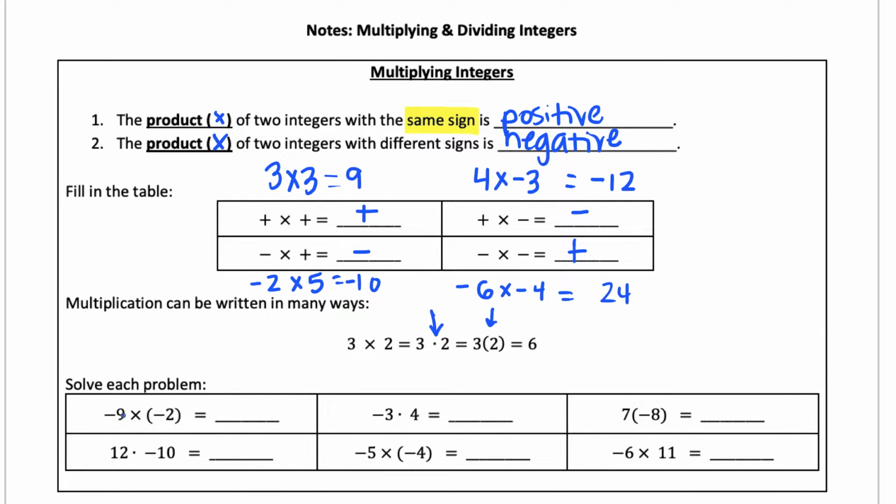In this first problem, I have negative 9 times negative 2. I see that I have the signs that are the same, meaning my answer will be positive. 9 times 2 is 18, so my answer should be positive 18. In problem 2, I have 12 times negative 10. My signs are different, so I know my answer is going to be negative.